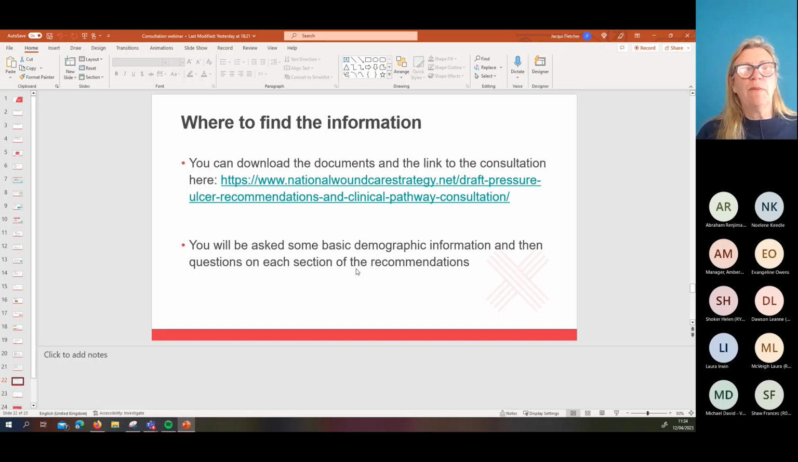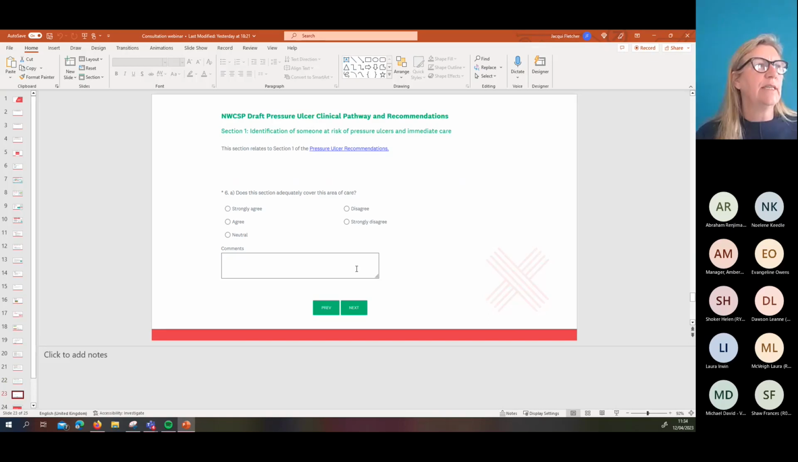So you can download the document and the link to the consultation on this link here. The consultation itself is fairly straightforward. You will be asked some basic demographics about what region you're in and whether you're a nurse. And then for each section of the clinical recommendations, you will see a set of questions that look like this.